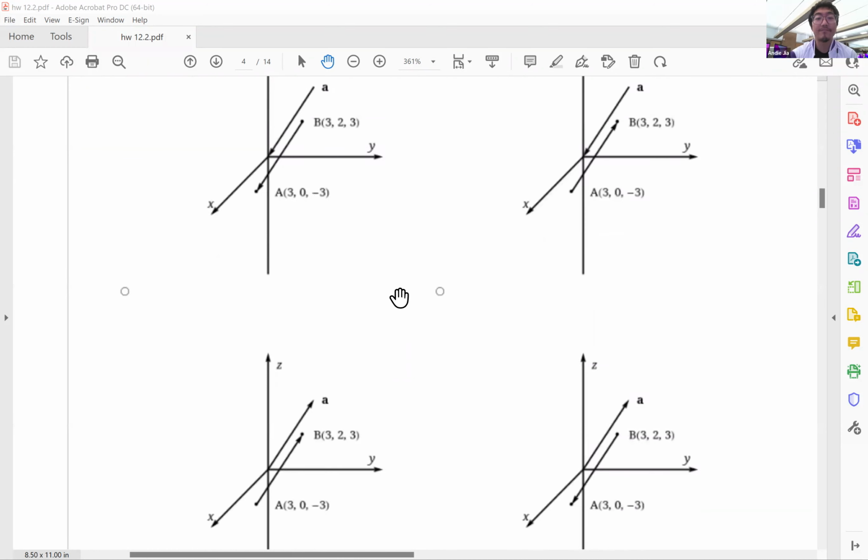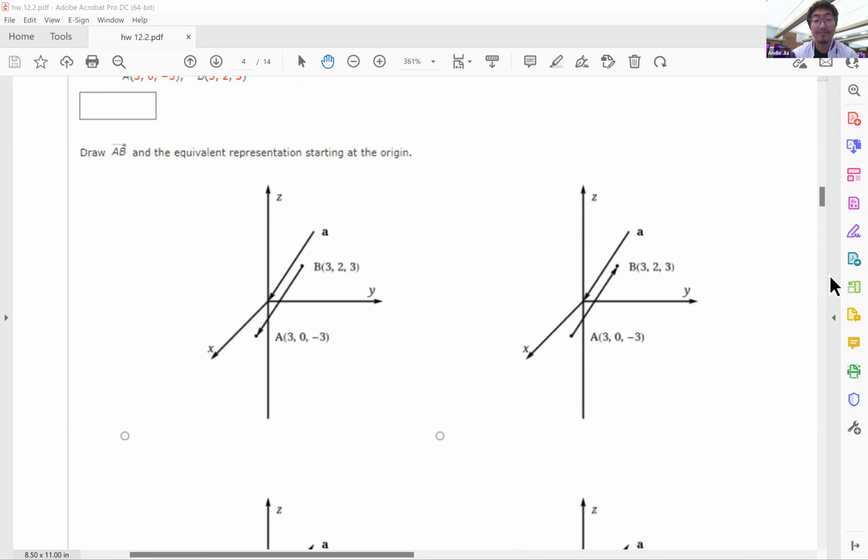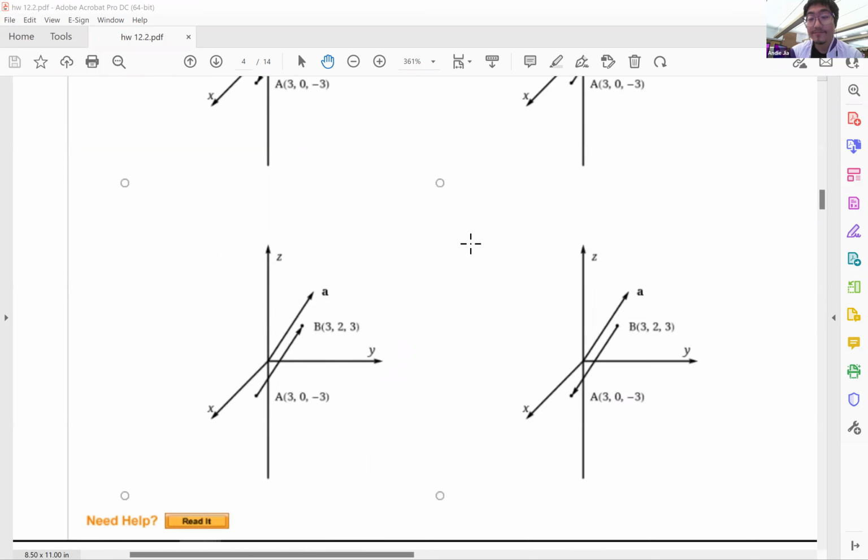The starting point is the origin, so the first two paths are eliminated. Top right, top left are eliminated. And starting from A and B, so this is the vector we're going to choose. Starting point A and B, so the tail is point A and the tip is point B. The tip of the vector is where the end point is, and the tail of the vector is where the starting point is.